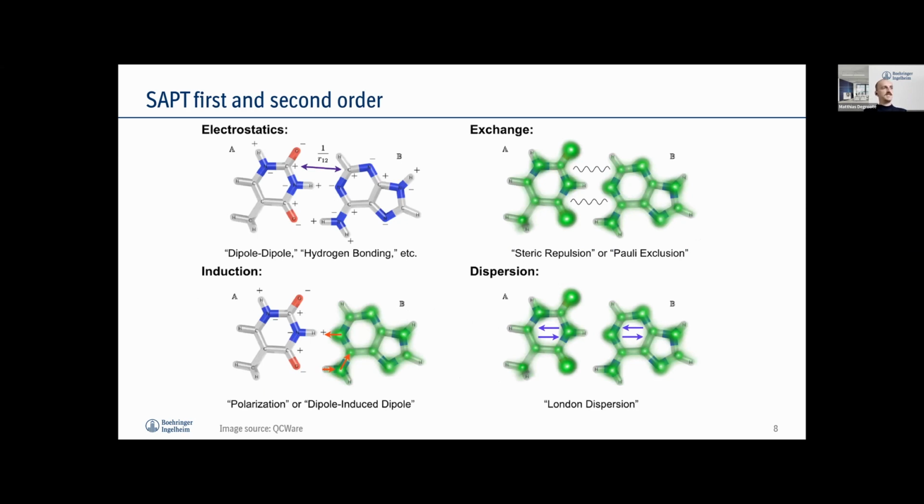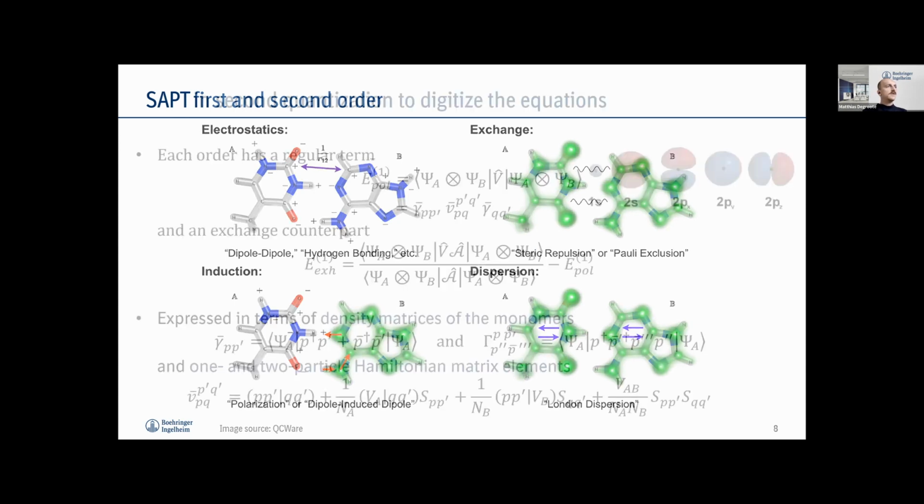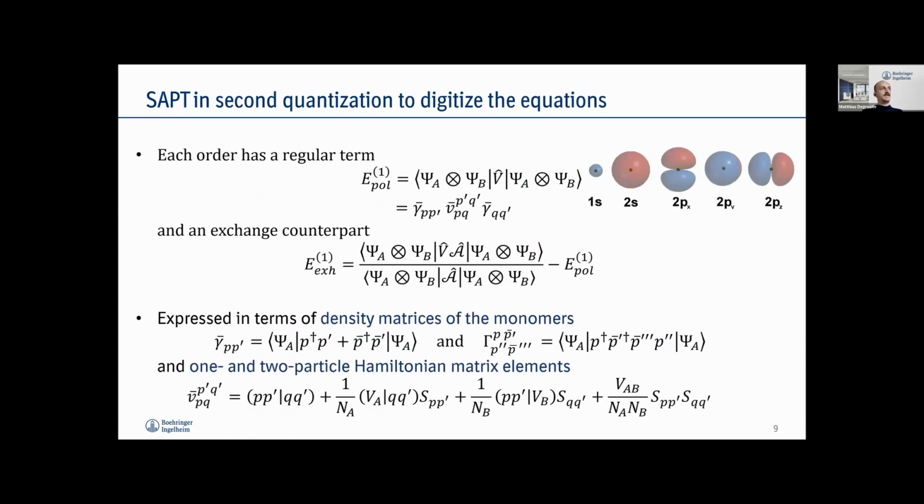So the first one is this charge-charge interaction, and then exchange is a truly quantum effect. So you try to enforce the Pauli principle. Then you have the dipole-induced dipole, and the dispersion, which is the fluctuation term. So the dispersion is actually a truly quantum effect that you cannot have in classical methods. So now we have this previously in first quantization. Of course, you cannot compute well in first quantization.